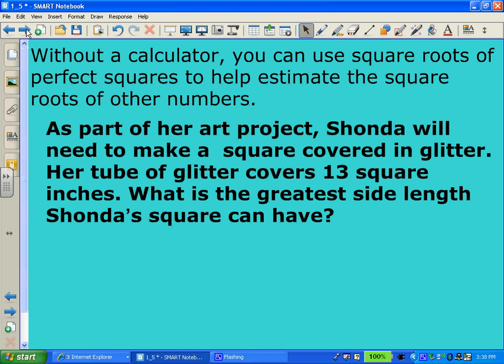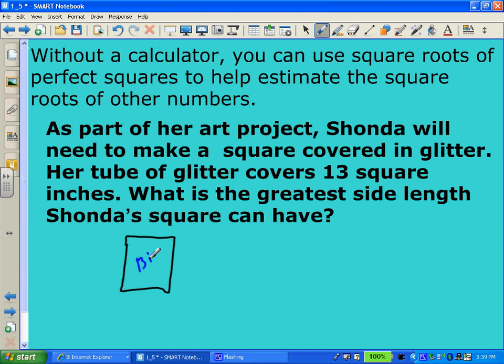Now another thing we'll be doing, and these are usually the problems that most kids struggle with, is how to estimate square roots without using our calculator. Okay, so when we come across these problems, there will usually be something about a square. So in this case, we have Shonda. I'm going to make a not very good square here.